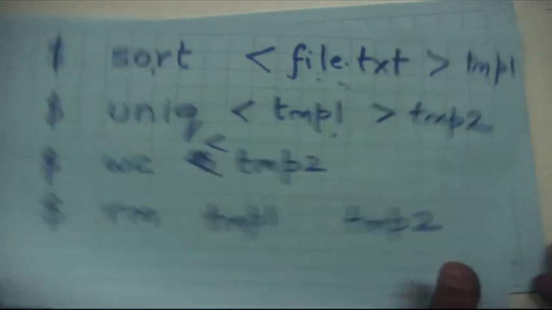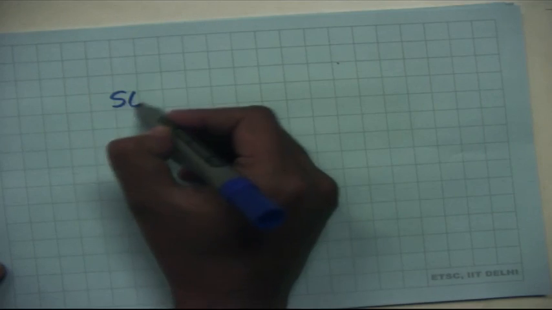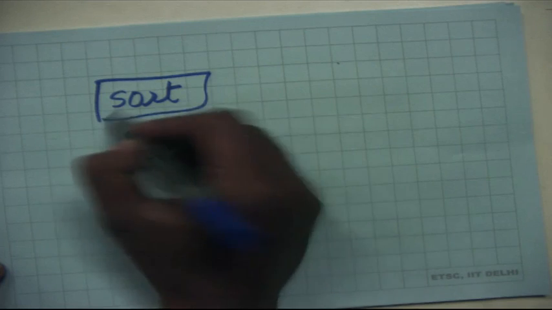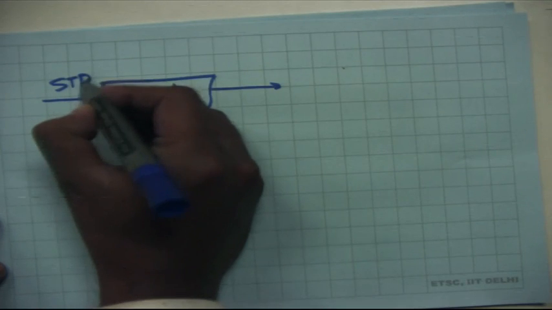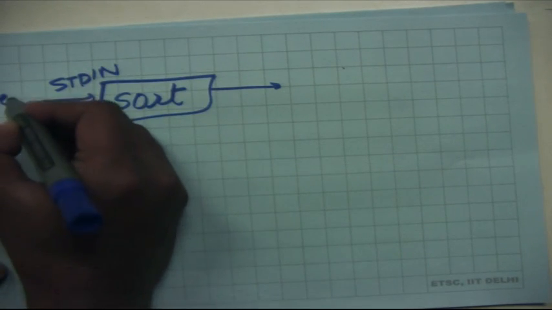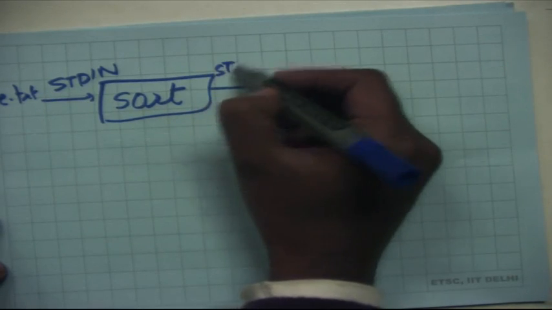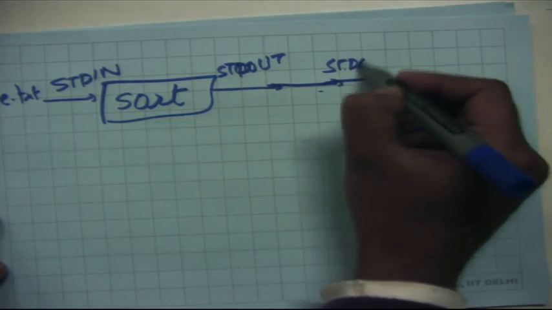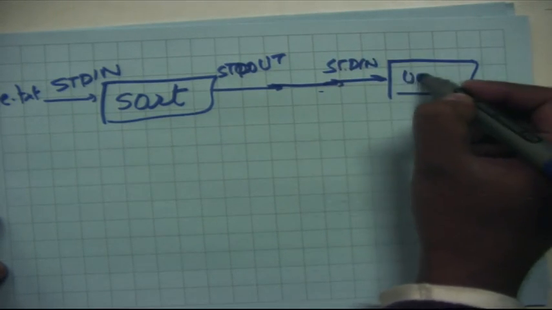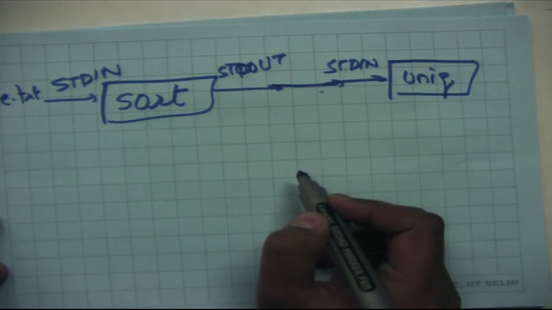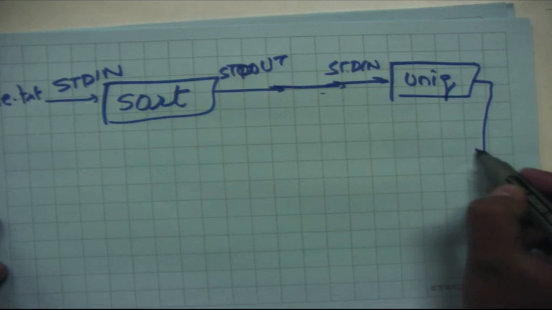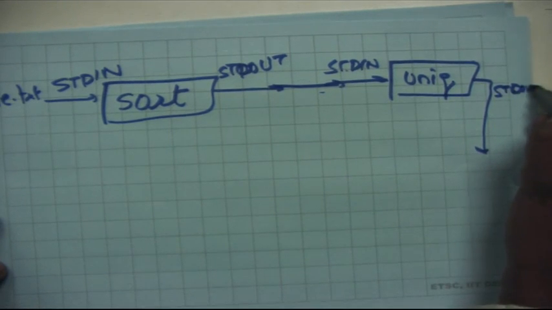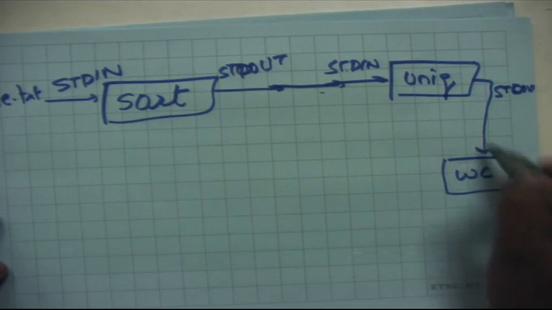Ideally, what should have happened is that I should have had a way on my operating system to specify that here's a program sort, connect its standard input to file.txt and connect its standard output to the standard input of uniq. Right? And then connect the standard output of uniq to the standard input of wc.